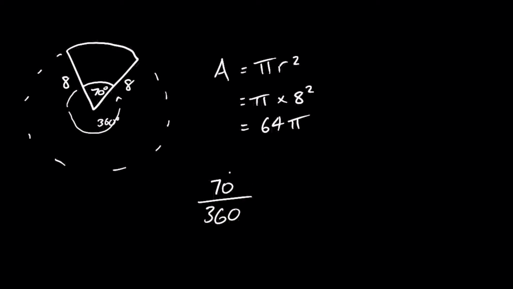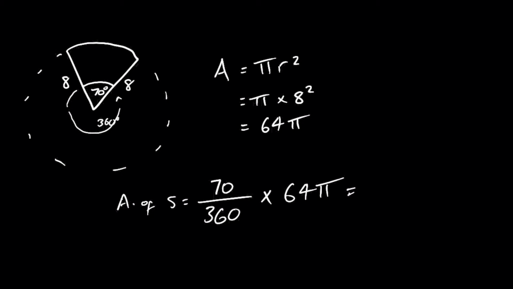So all we need to do is take this fraction and multiply by the area of the whole thing. We don't want a quarter of the whole thing, we don't want a half of the whole thing, or a third of the whole thing. What we want is 70 360ths of it, because that's what this sector makes up. So we take this fraction, 70 360ths, and we multiply by the area of the whole thing, which, as we calculated before, is 64 pi. And this is going to give us the area of our sector.